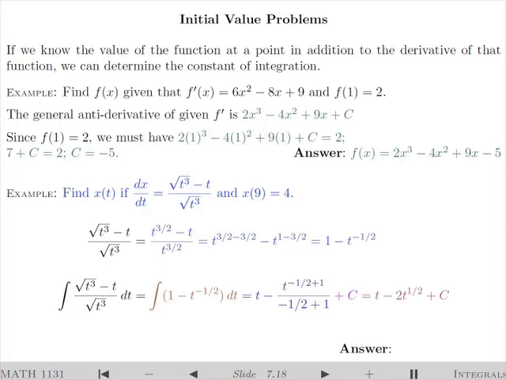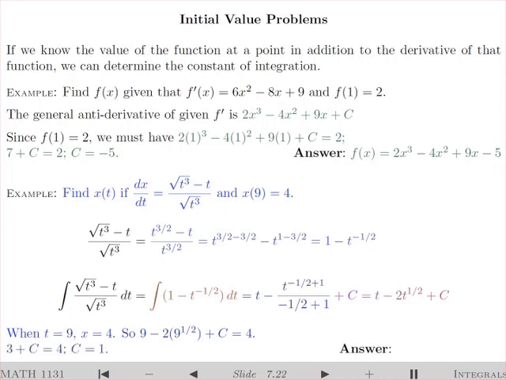Now I'm going to use the given value to determine c. When t is 9, x is 4. So you plug in 9 for t, the function should come out to be 4. So 9 minus 2 times 9 to the 1/2 plus c is 4. 9 to the 1/2 is 3. 9 minus 2 times 3 is 3. So 3 plus c equals 4.